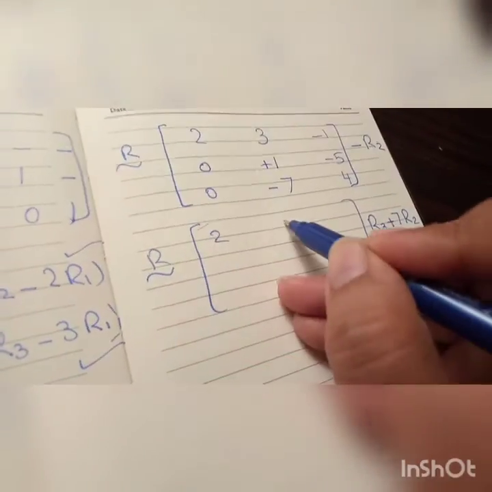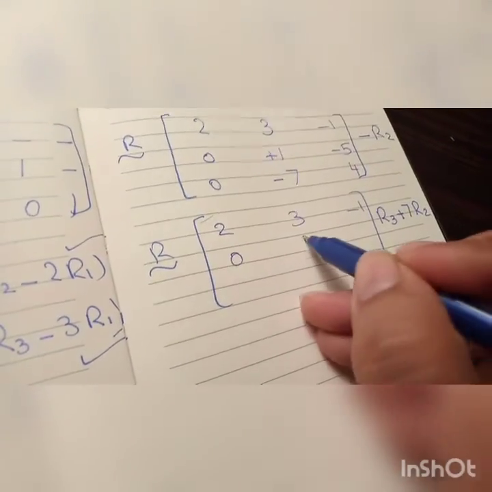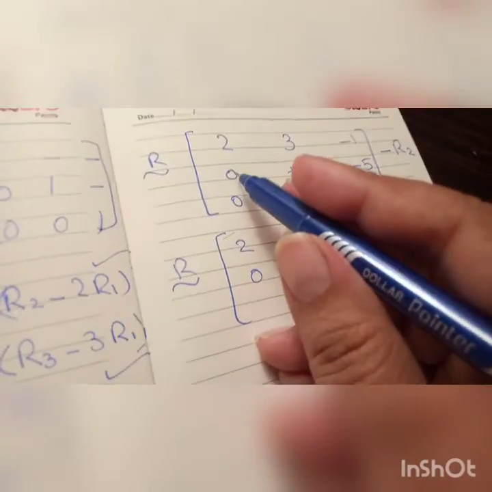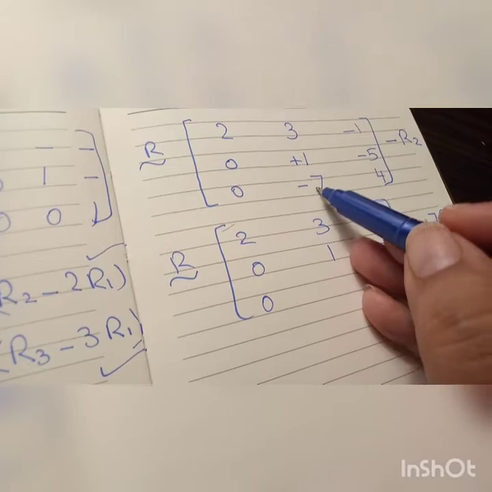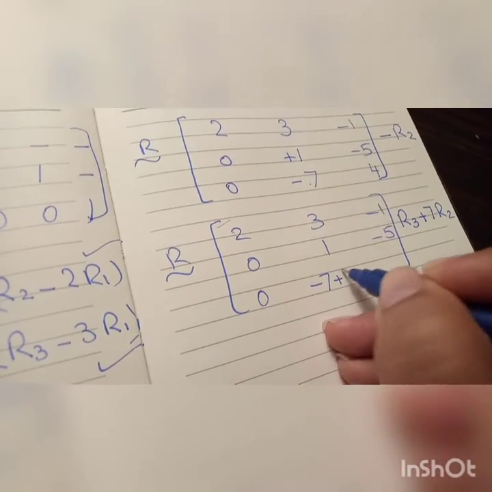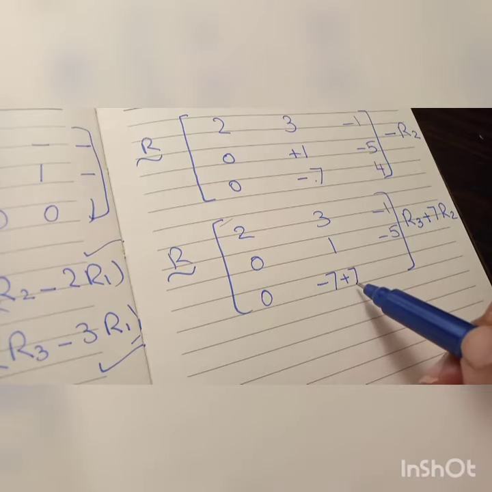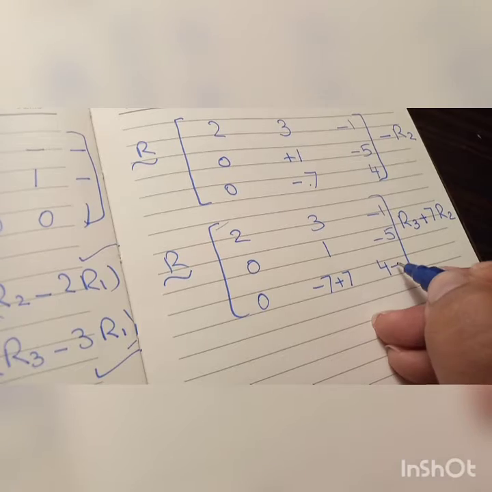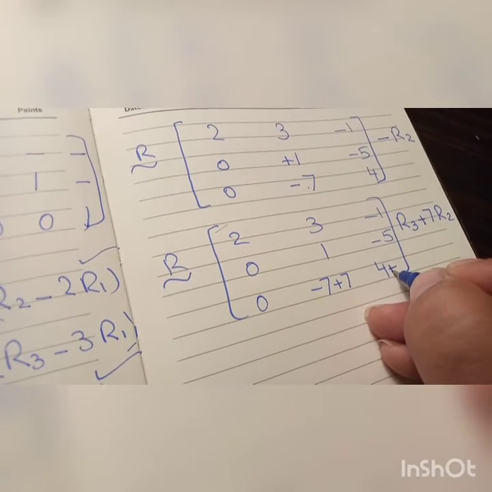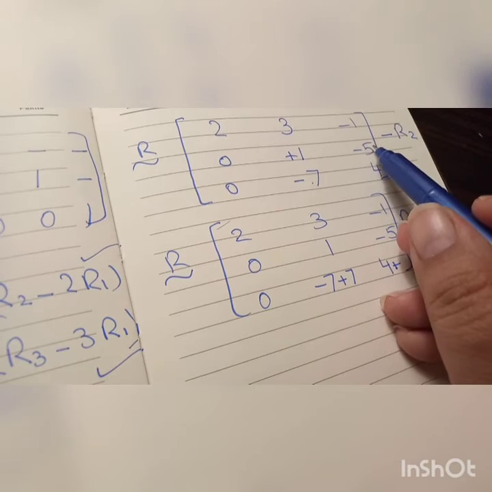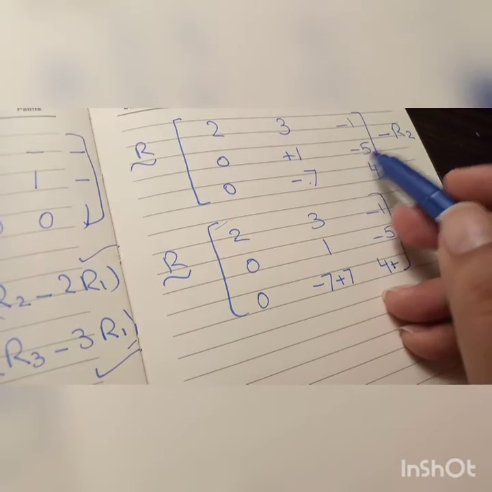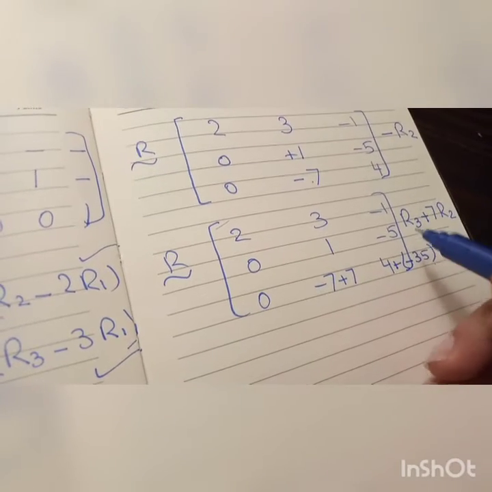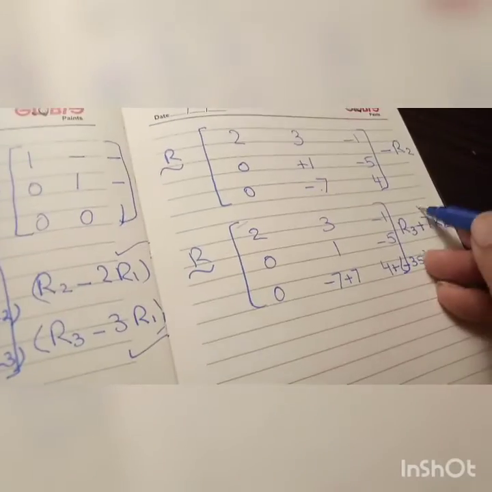So let me show you the working for it. 0, 1, -5. Here, as this is 0 and this is 0, it will not be affecting, it will remain 0. -7 plus 7 into 1, so it will become a positive 7. And then 4 plus 7 into 5, it is a negative sign, so we will get a -35. Fine. So we have done this operation.